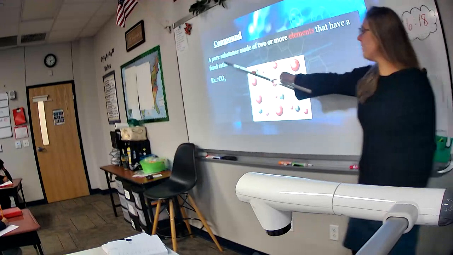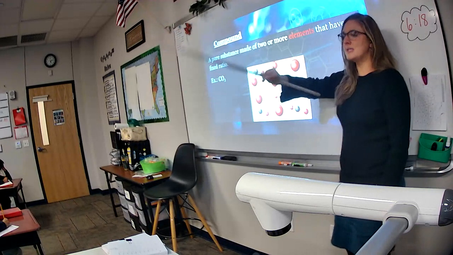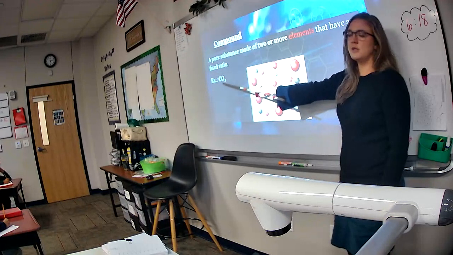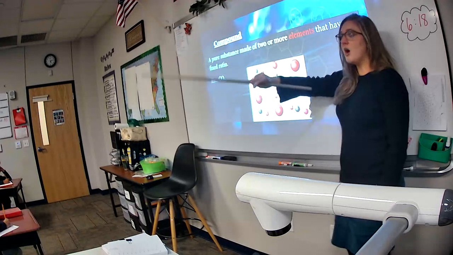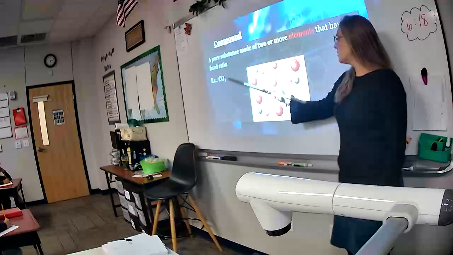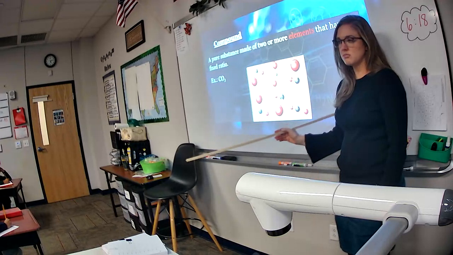Okay, the part about fixed ratio just means that there is always the same number of each atom. For example, carbon dioxide, that's what CO2 stands for. To make carbon dioxide, there is always 1 atom of carbon, 2 atoms of oxygen. Those numbers never change. Okay?